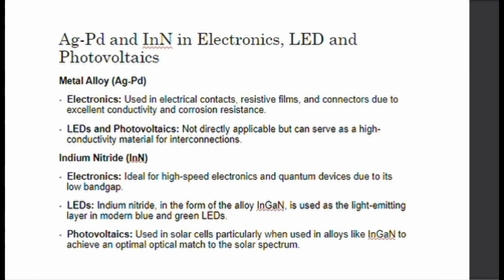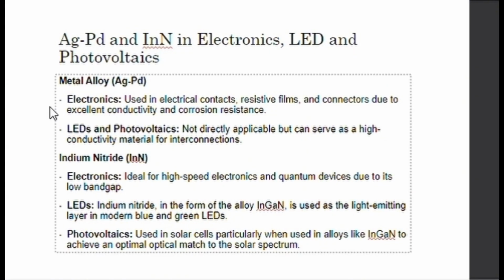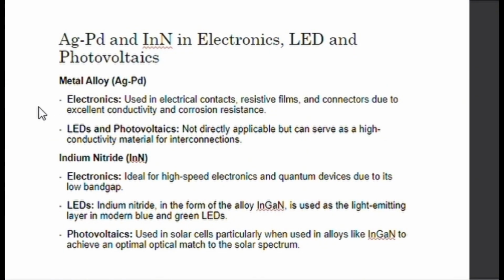And for our final slide, we will show what these elements are used for in electronics, LEDs, and photovoltaics. The metal alloy AgPd for electronics is used in electrical contacts with resistive films and connectors due to excellent conductivity and corrosion resistance. So they're pretty durable. The LEDs and the photovoltaics aren't directly applicable, but they can show a very high conductivity and material for interconnections.